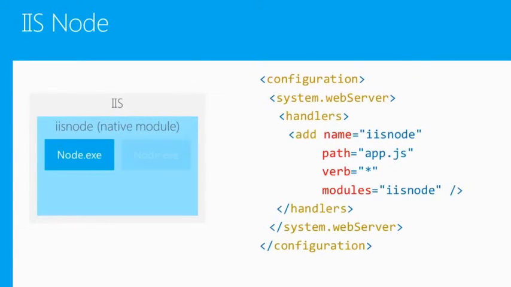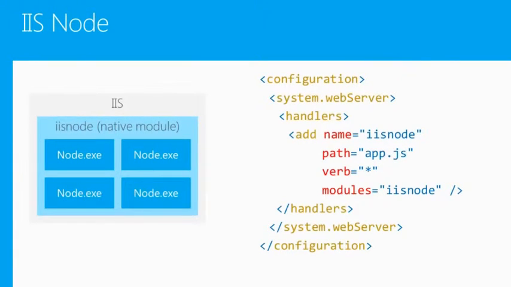This diagram shows how Node.js runs inside of IIS with the IIS Node module. IIS Node hosts multiple instances of node.exe to scale out to use multiple processors. You can see the configuration information needed to enable your app to use the IIS Node module. You can configure the module to handle all .js files, a single file such as app.js, or an extension such as .njs so that you can host client-side JavaScript in the same application.